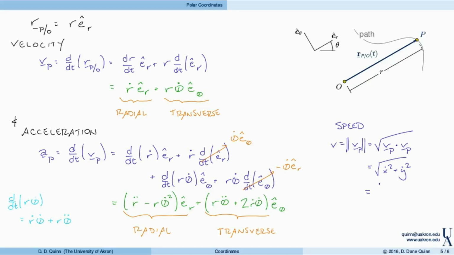In terms of polar coordinates, when I do the same operation, I get r dot squared plus r theta dot squared. So we have two different expressions for the speed. They're entirely equivalent. We are measuring different things in each case. It's either the square root of x dot squared plus y dot squared, or it's the square root of r dot squared plus r theta dot quantity squared.